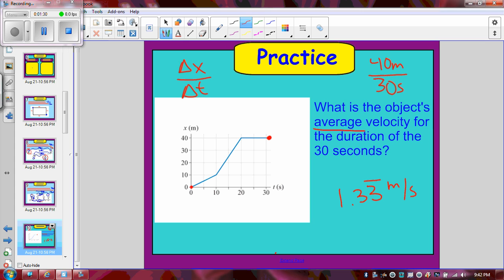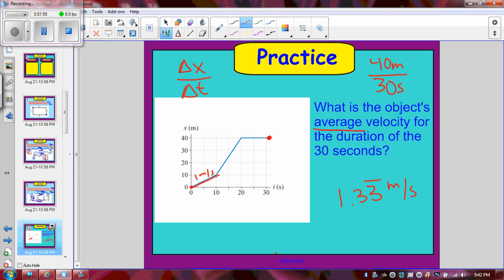Now, that's the average velocity. If you look at the actual movement of this object, it's not constant. For example, the first 10 seconds, the object was moving at approximately 1 meter per second. And I found that out by taking the slope of that line. Rise, which is 10, over run, which is 10, gives you a velocity of 1 meter per second.